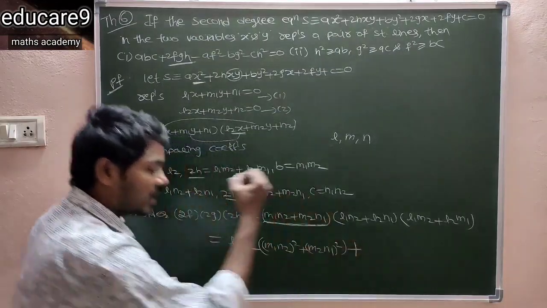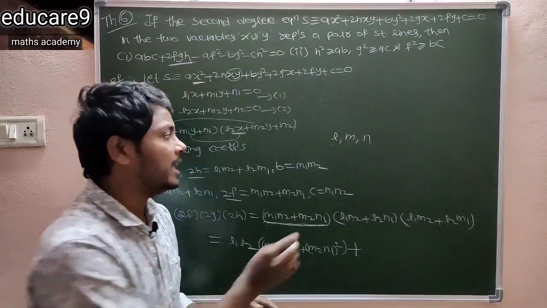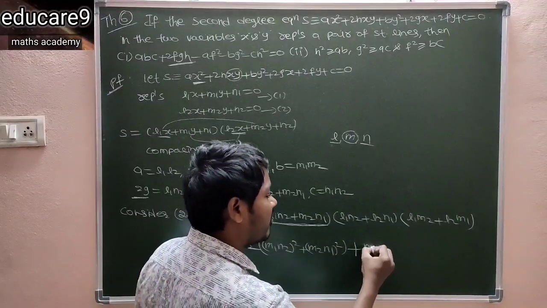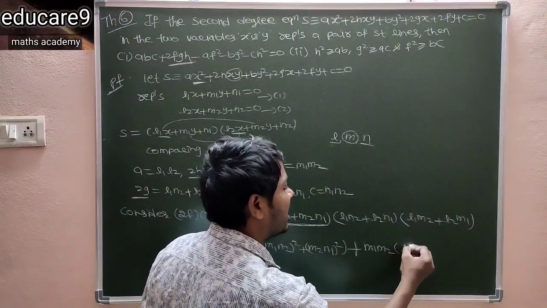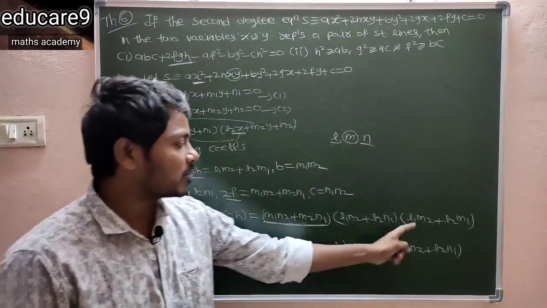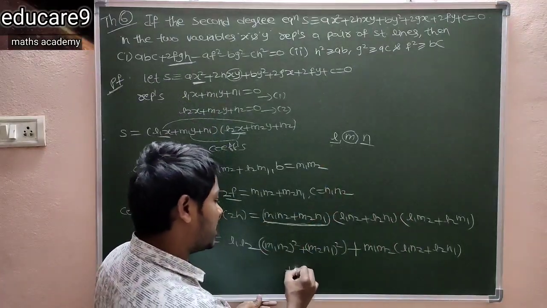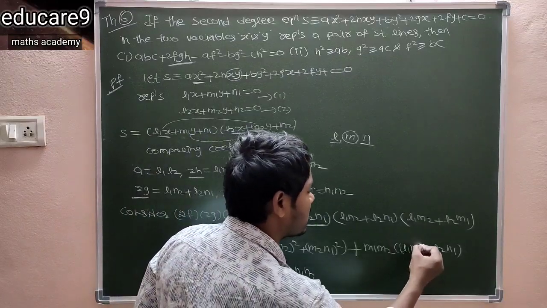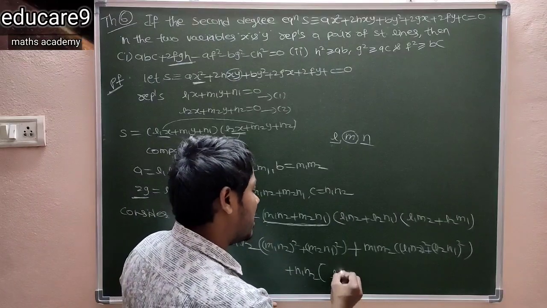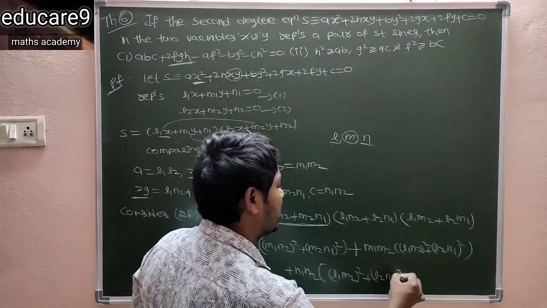In between write plus. Once you observe the second term, this is the combination of L and N, so the missing term is m. So you have to write m1 m2 of L1 n2 plus L2 n1. Let's see the last term. This is the combination of L and m. The missing term is n. So write plus n1 n2, into L1 m2 whole square plus L2 m1 whole square.